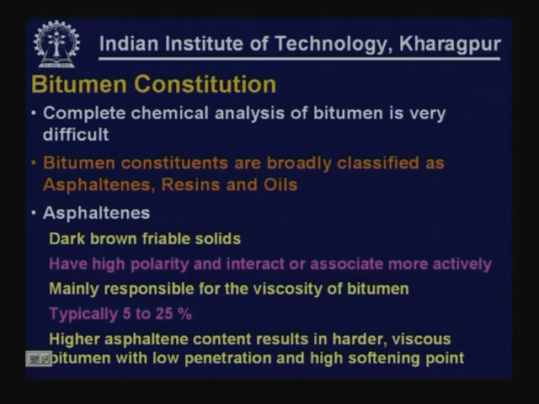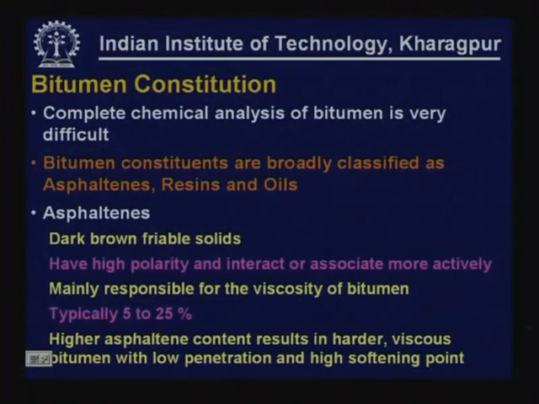Typically, the percentage of asphaltene in bitumen can vary from 5 to 25% depending on the source of crude and also the process that is adopted to obtain this paving grade bitumen. That is how the distillation is done, how blowing is done. Depending on all these things, the percentage of asphaltene can vary from one source to another. Higher asphaltene content results in harder, more viscous bitumen with low penetration and high softening point.